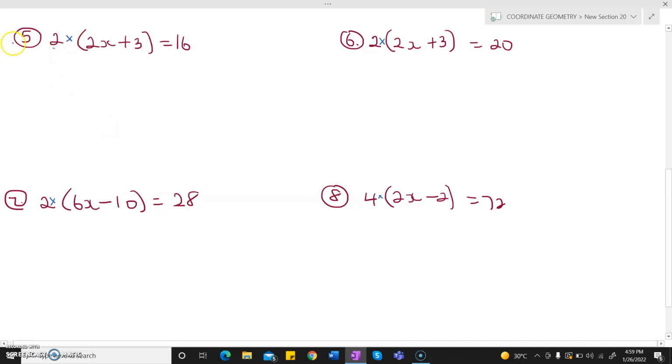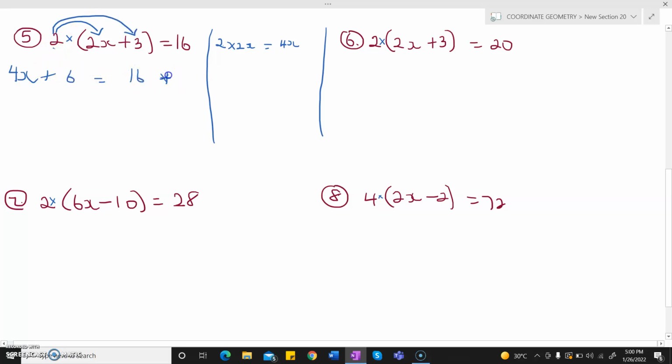Now if we go back to number 5, we want to remove, or expand, the brackets. What we do is take what's on the outside and multiply it by everything inside. So you're going to say 2 times 2x. 2 times 2 is 4, and then put back that x. So 4x. Now it's addition in the middle, so let's put the addition sign. Then 2 times 3 is 6, equals 16.